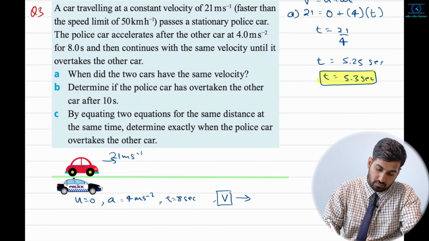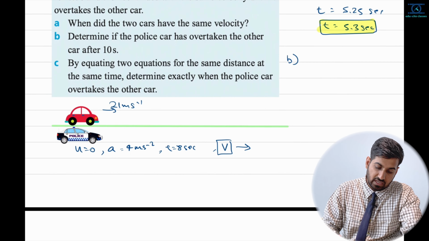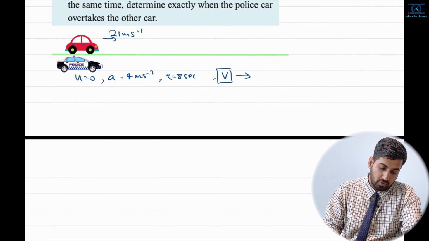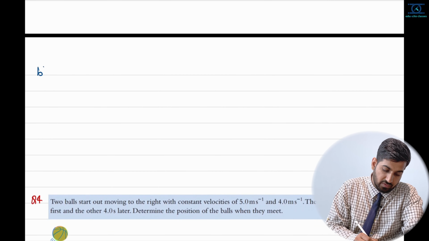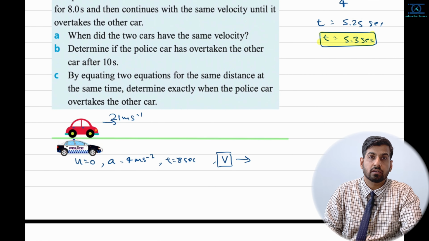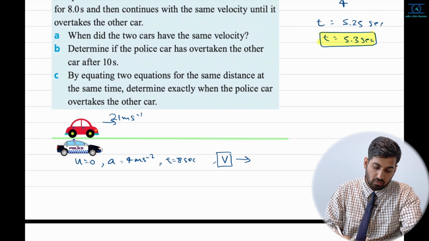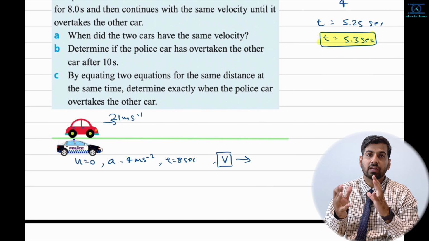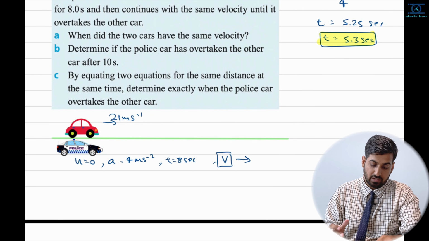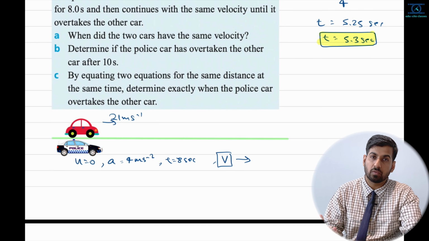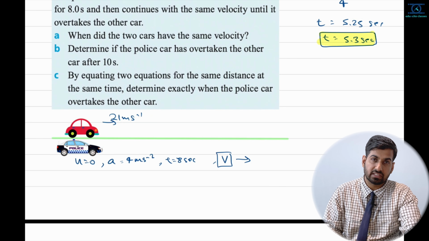Now you can solve for the B also. Determine if the police car has overtaken the car after 10 seconds. So let me solve it at the bottom. Now we have to check after 10 seconds whether this police car has overtaken this car or not, right? So we can find out the distance covered by the car and the distance covered by the police car, and then compare. If the police car's distance or displacement is greater than this car's, it means it has overtaken the car, otherwise we can say it has not.